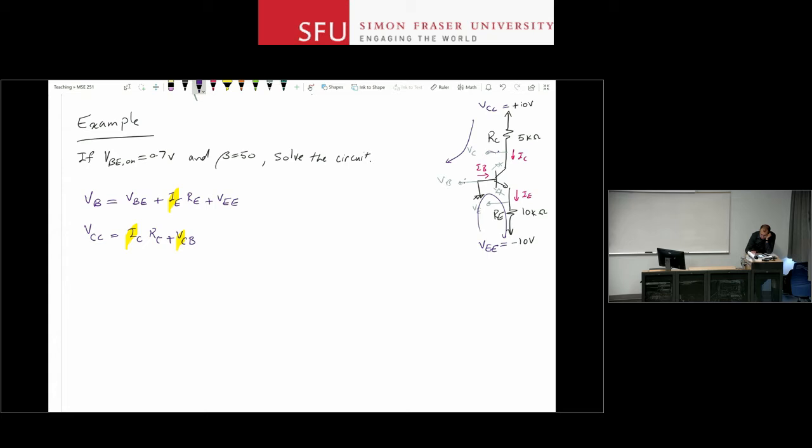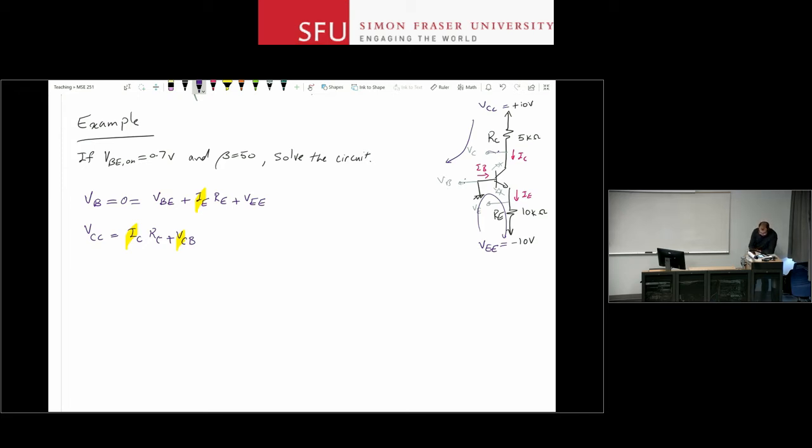So the easy one is that VB is 0. Okay, because the base is grounded. But I have 3 variables in here on the 2 equations. So I need at least one more equation to solve this circuit.